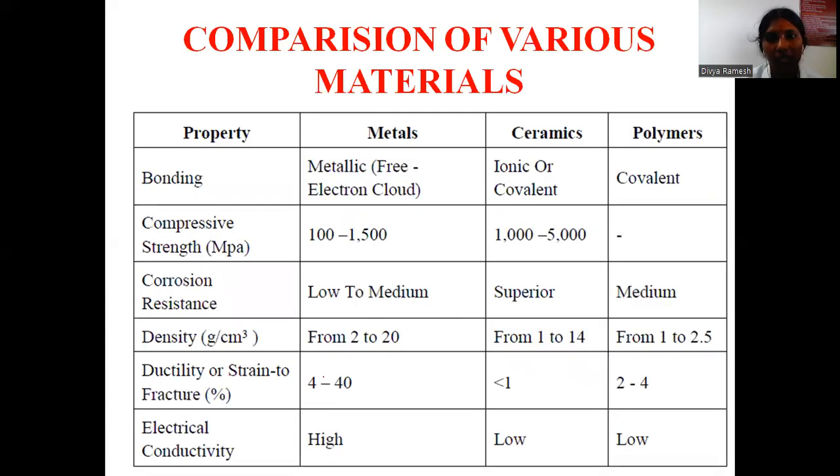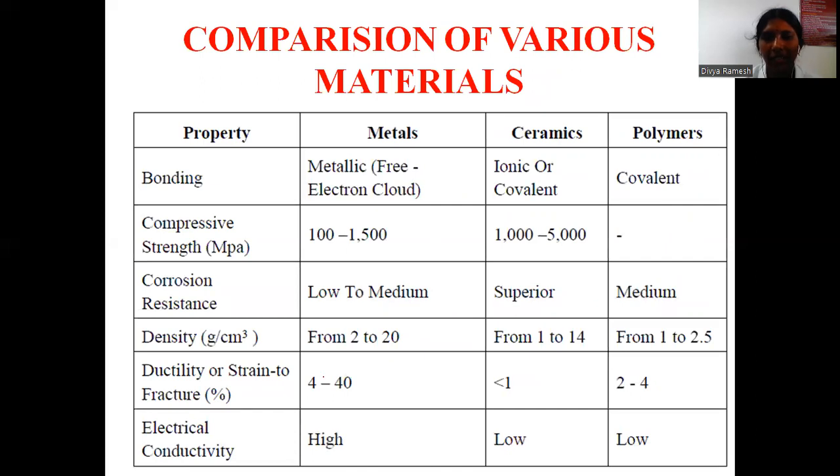Next, this is a comparison table to compare various properties across the various materials. So the bonding of metals, ceramics, and polymers will be compared. What they have analyzed is that the compressive strength of metals, ceramics, and polymers varies from material to material because the bonding structure varies, so the strength of the material also varies. The corrosion resistance will be low in metals, and in ceramics and polymers it is superior and medium respectively.